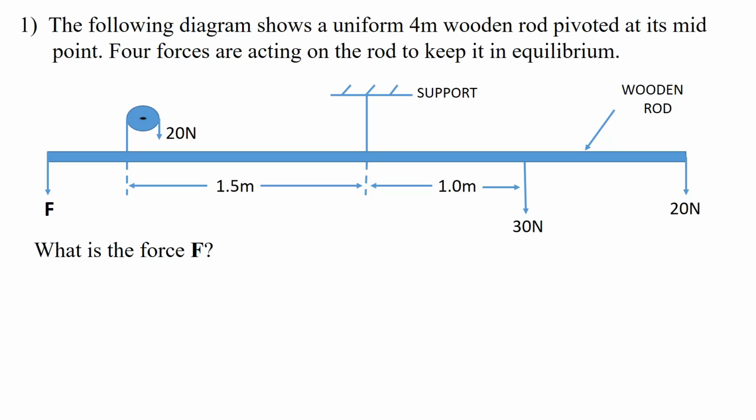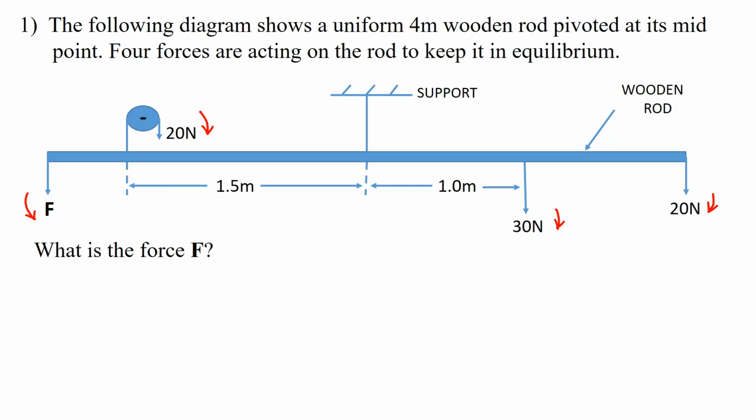So let's first identify if these forces are acting either in the clockwise direction or in the anticlockwise direction. So the force F, let's start with the force F. This force F is acting in the anticlockwise direction. And then the force 20 Newton is acting in the clockwise direction. And the force 30 Newton also is acting in the clockwise direction together with the force 20 Newtons. We have the direction of these forces in which they're acting.